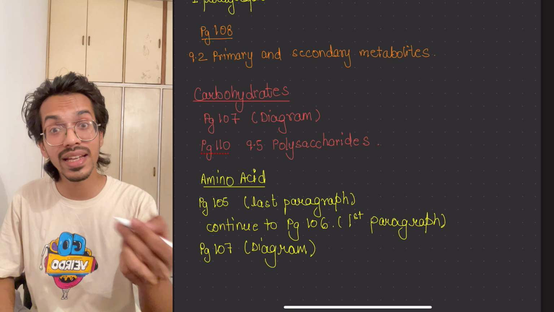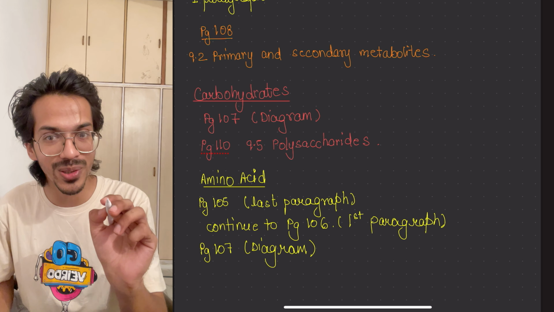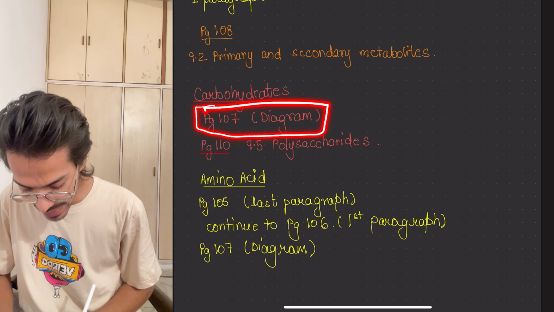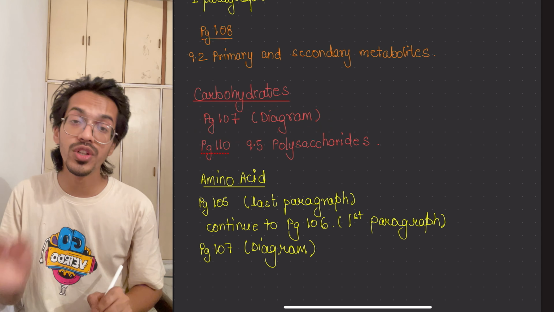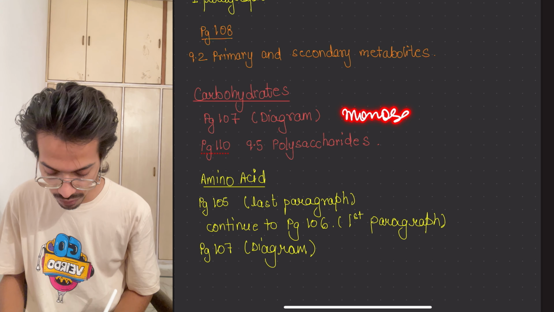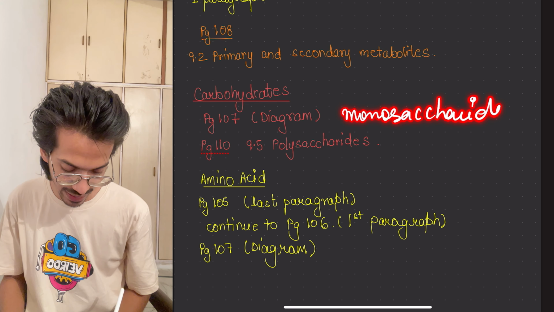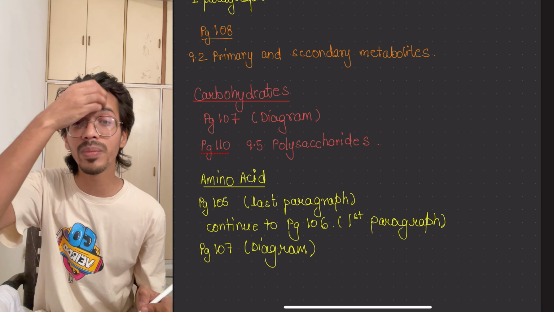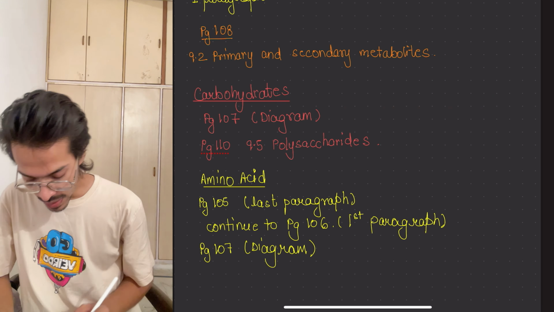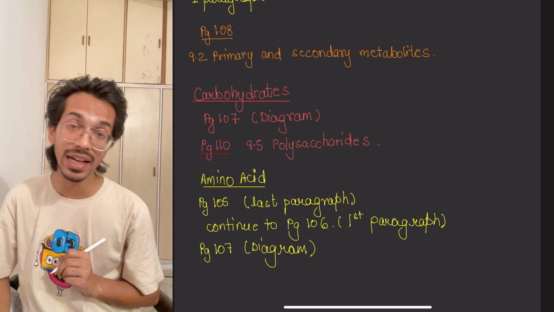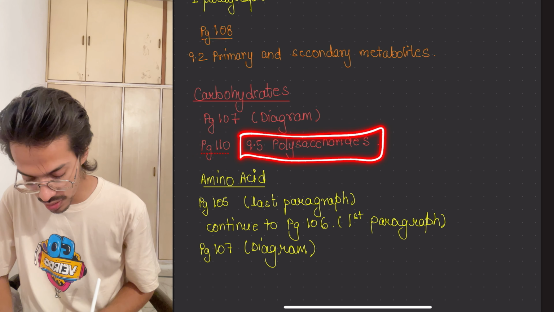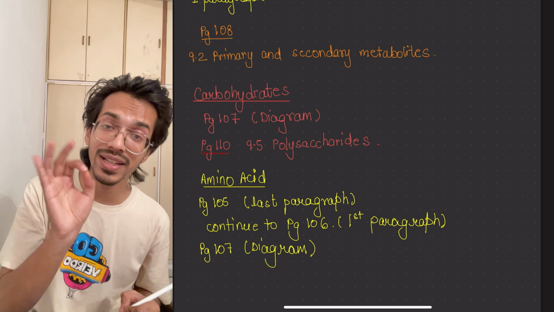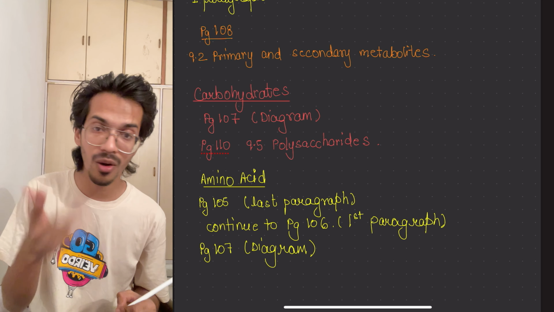In NCERT biology, not in chemistry 12th, they have given it elaborately. They have given you the diagram on page 107, which showcases the basic form of the carbohydrates, that is monosaccharides. You have to remember the diagram because it will later even help to make the other biomolecules. Then go to page number 110 of your NCERT and study 9.5, polysaccharides. Polysaccharides are super important for your examination. It will come in your paper, already telling you.